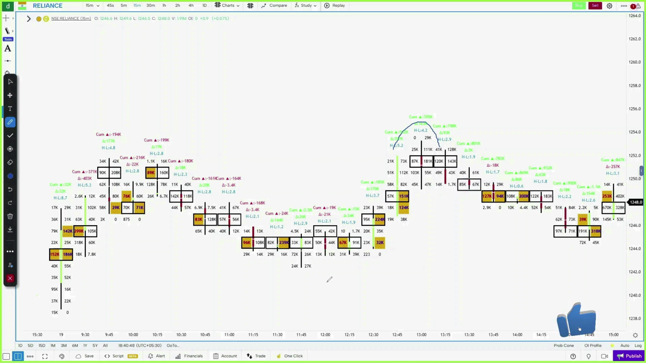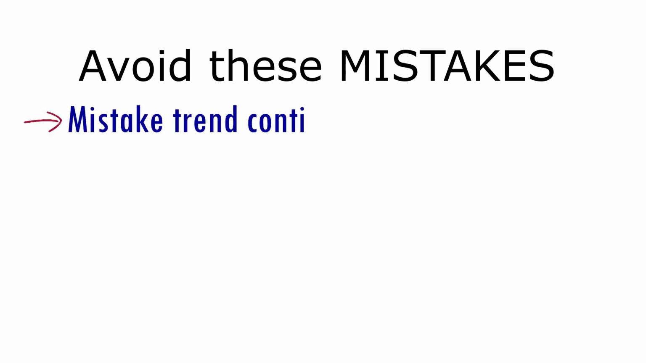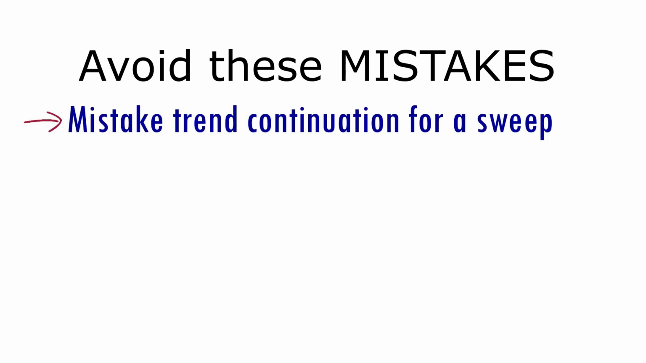So these are the three strategies you can use along with order flow in your trading. Now let me share the most common pitfalls when trading liquidity sweeps. The first one is mistaking a genuine trend continuation for a sweep. Just because a price breaks a level doesn't mean it will reverse. Always confirm with the footprint data.